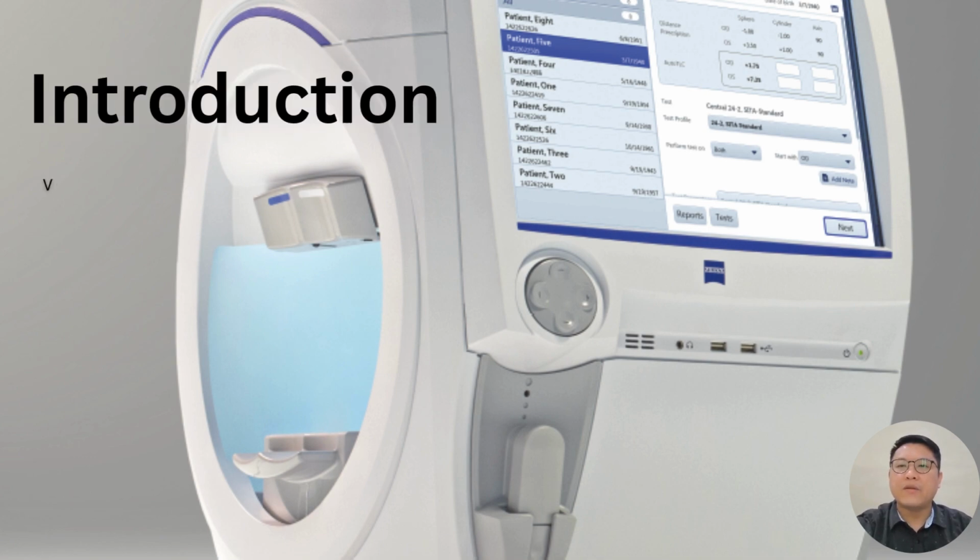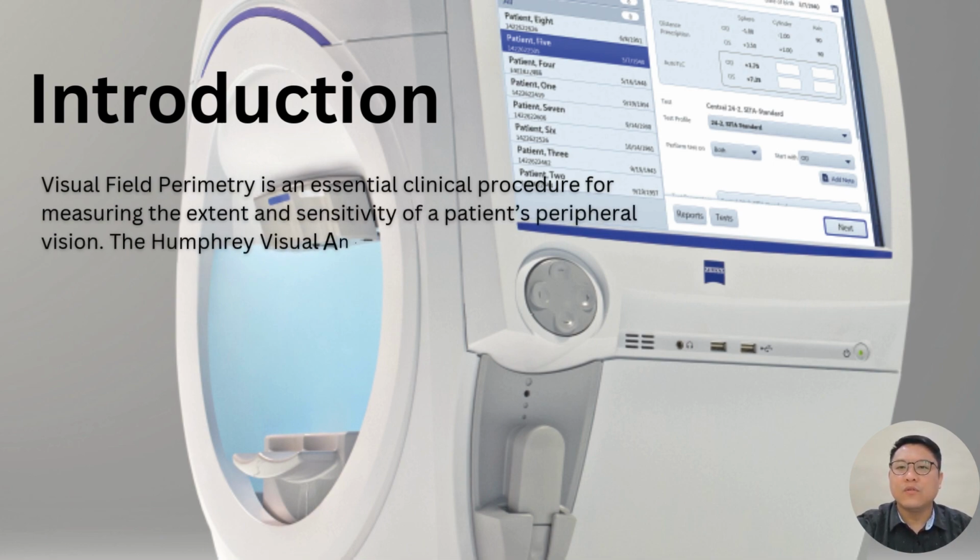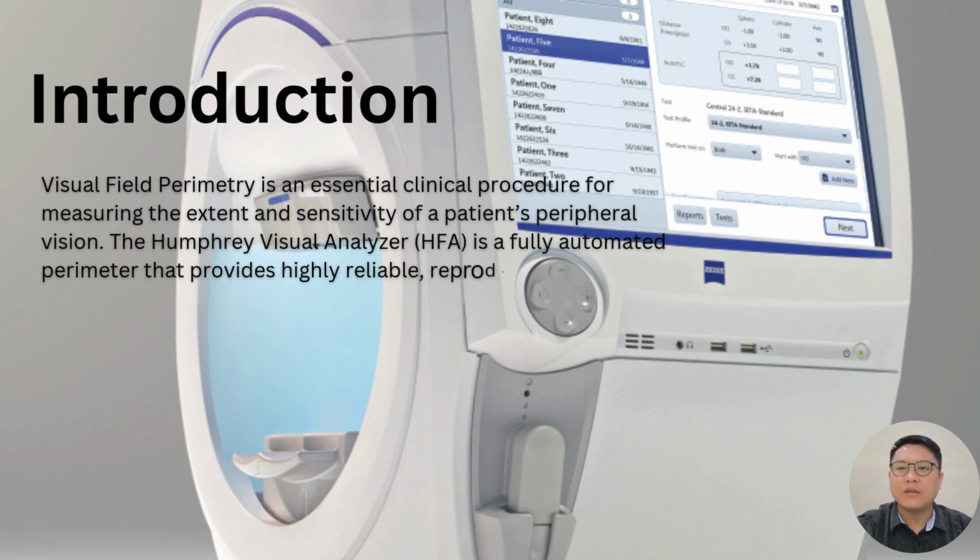Introduction to Visual Field Perimetry. Visual Field Perimetry is an important clinical test used to measure the range and sensitivity of a patient's peripheral vision. One of the most widely used instruments for this purpose is the Humphrey Visual Analyzer, a fully automated perimeter known for producing reliable and reproducible results.